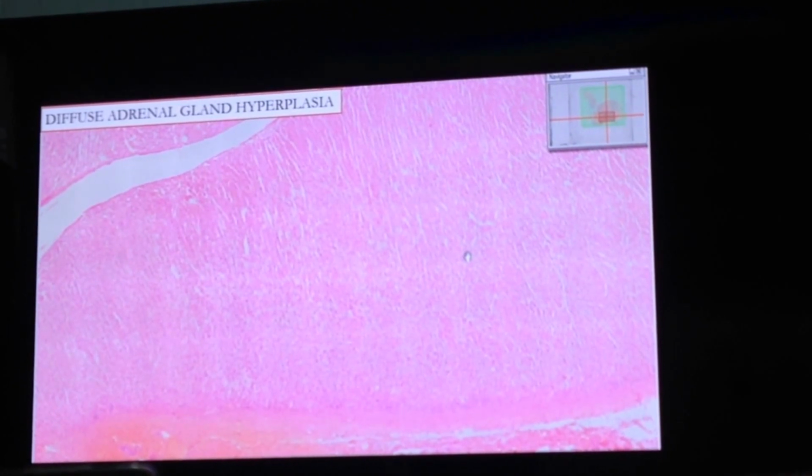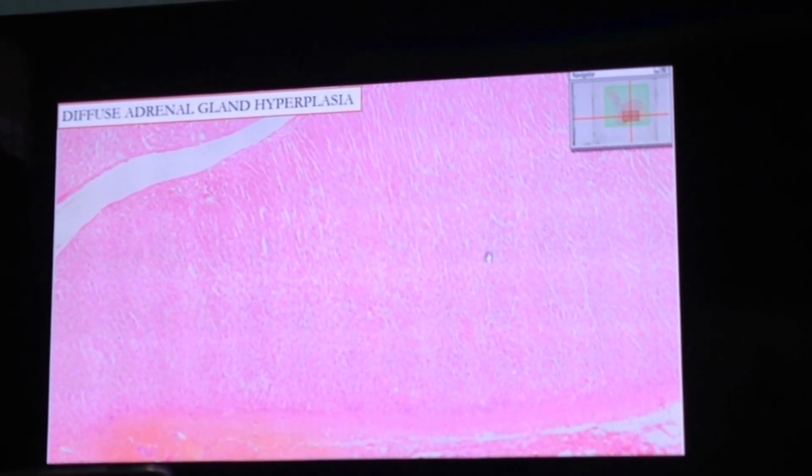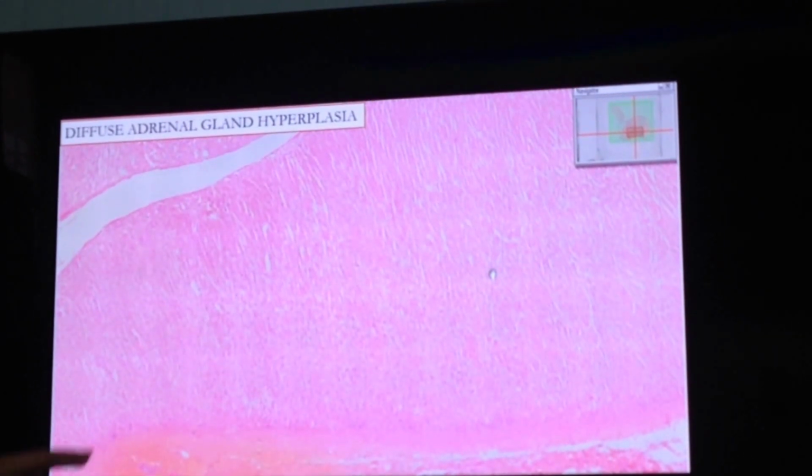Next is fasciculata, which secretes cortisol. Reticularis secretes sex hormones, or your androgen. Okay, so itong adrenal gland hyperplasia is associated with hyperadrenalism. What are the disease conditions with hyperadrenalism? Cushing syndrome, which has elevated cortisol level in the blood.